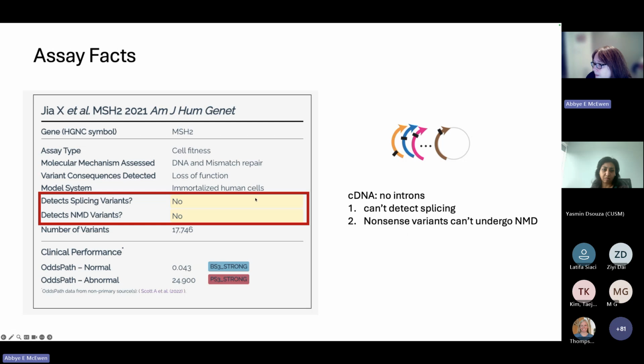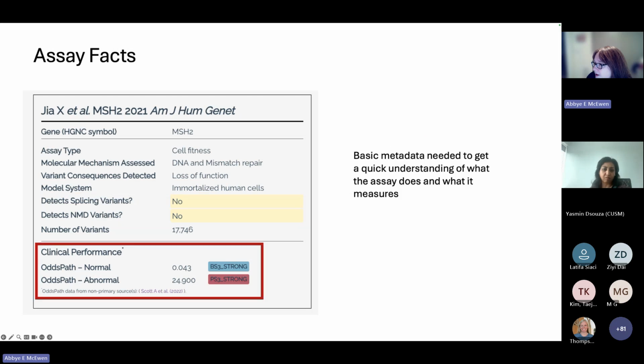Underneath that is a section that warns you of a couple of dragons which can lie in MAVEs. A lot of them are done with cDNAs, so they're not applicable to variants that alter splicing or are predicted to undergo nonsense-mediated decay. I wanted to make that painfully obvious on this nutrition label. And underneath this is basic metadata to quickly understand how good the assay is. So here we've got our odds paths normal and abnormal, followed by an ACMG style evidence code.